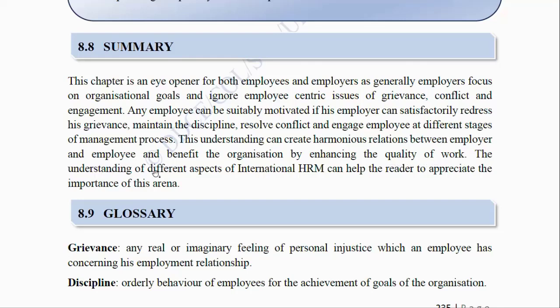The understanding of different aspects of international HRM can further be helpful to the reader to appreciate the importance of this area.